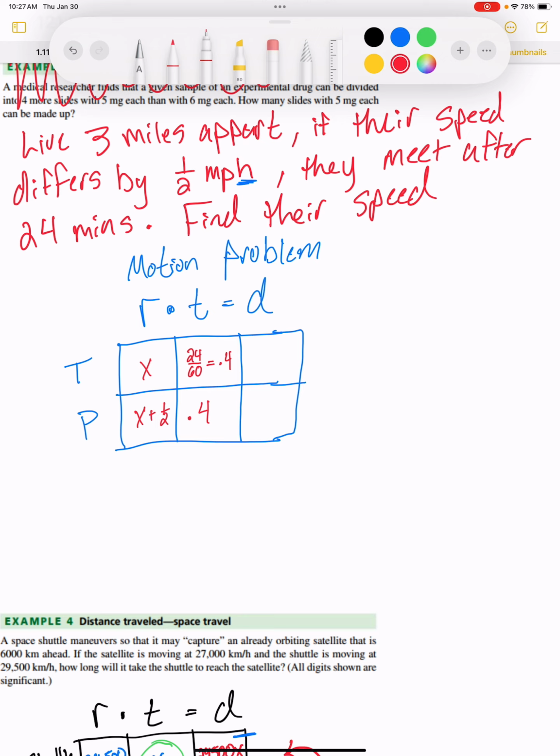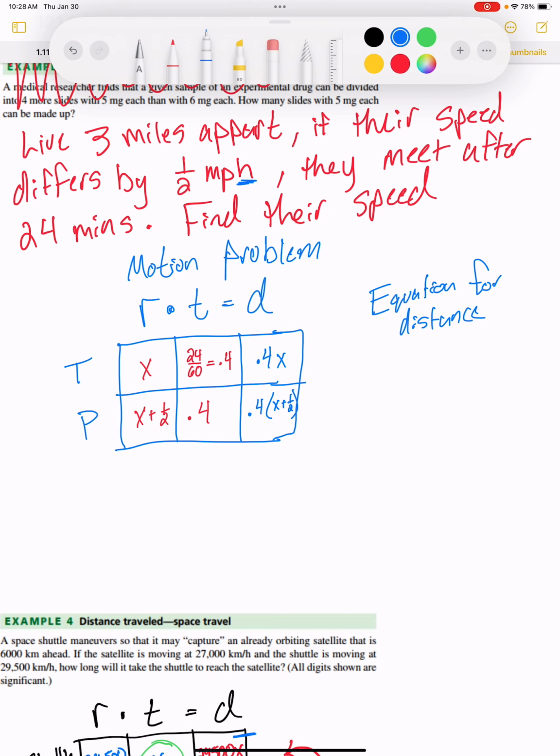And then what is their distance, right? Well, this is what I'm filling out. Remember, rate times time equals distance. So this is 0.4x, and this is 0.4 times x plus 1/2. All right. So now let's think up an equation that has to do with distance. So we need an equation for distance. Right? I want to make some equation.